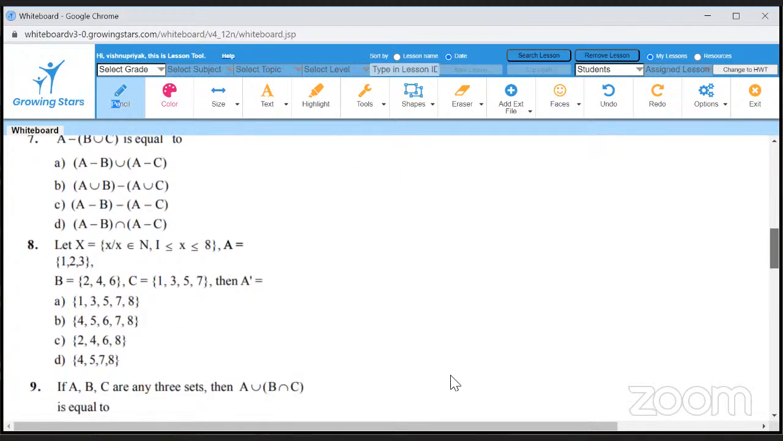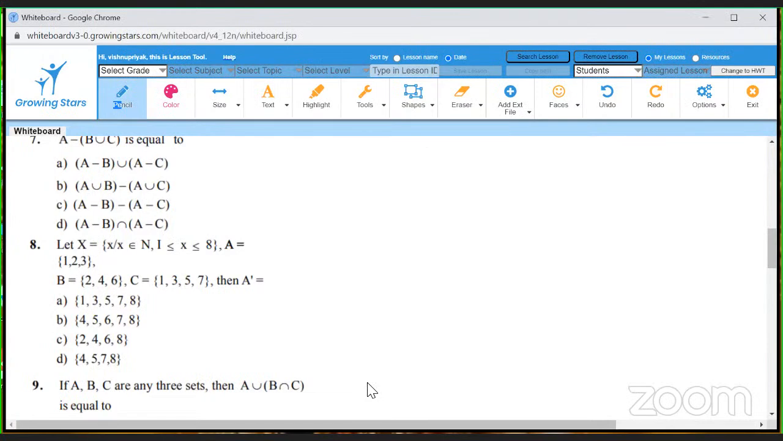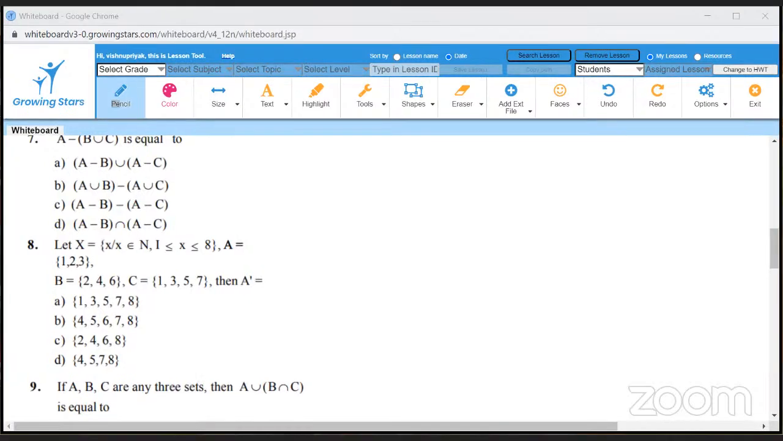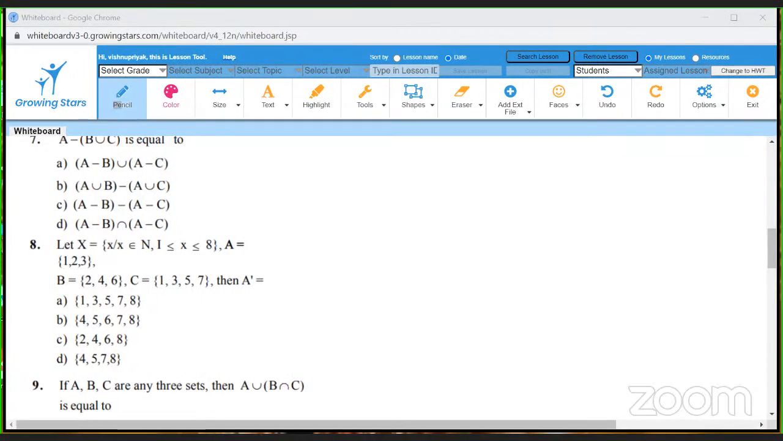7th question. Many of you gave answers. Some are giving B, some are giving D. 7th question. D is the correct answer. B is not the correct answer.